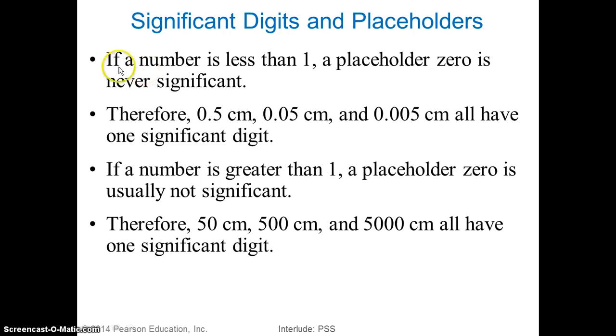So we can say that if a number is less than 1, a placeholder 0 is never significant. For example, 0.5 centimeter, 0.05 centimeter, and 0.005 centimeter all have one significant digit, which is 5. The leading zeros before do not count towards significant digits. Only the 5 in this measurement counts, just one significant digit. Now, if a number is greater than 1, a placeholder 0 is usually not a significant figure. Therefore, 50 centimeter, 500 centimeter and 5000 centimeter all have one significant digit. That way we can count significant digits if a number is less than 1 or greater than 1.